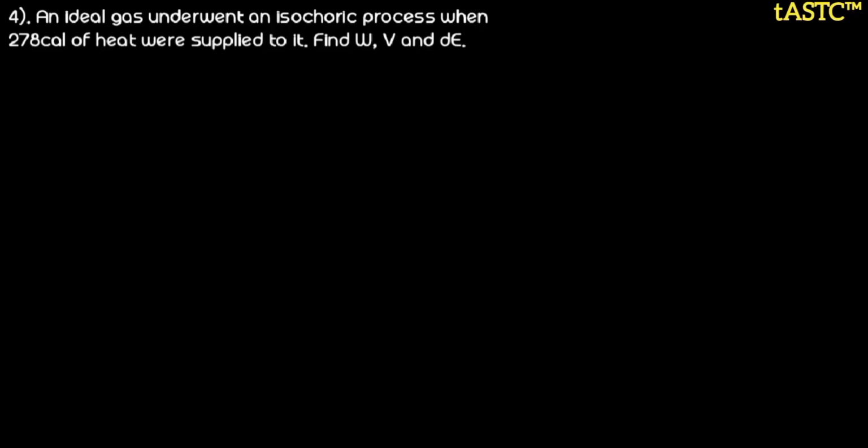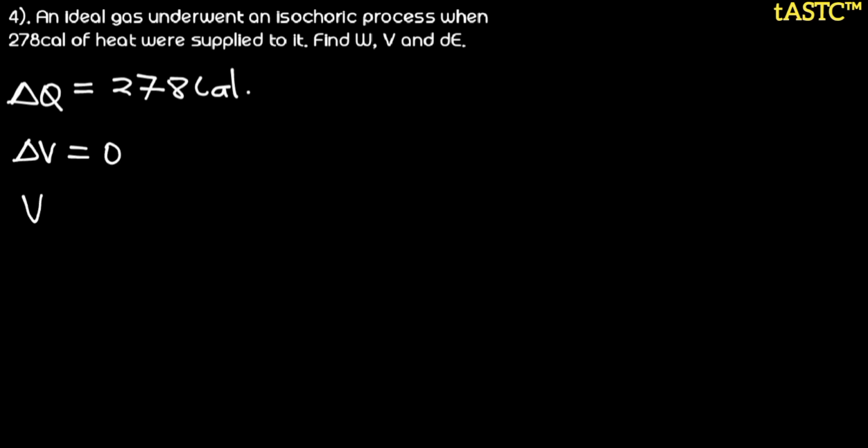Now the fourth question says, an ideal gas underwent an isochoric process when 278 calories of heat were supplied to it. So we are required to find out the work done, the volume, as well as the change in internal energy. So let us write up Q. Q is equal to 278 calories. And we know that for isochoric processes, dV is going to be equal to 0. And therefore, V is going to be equal to 0. So we need to find out what W is going to be.